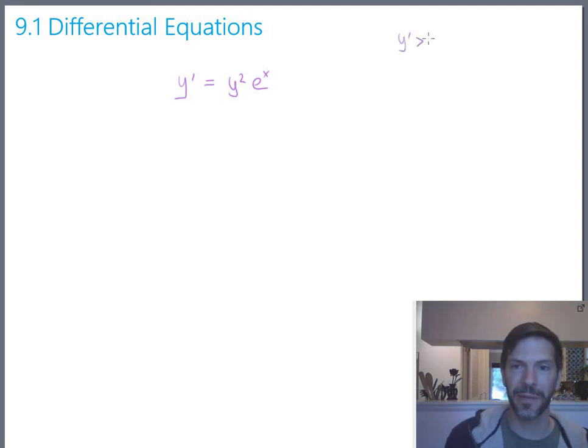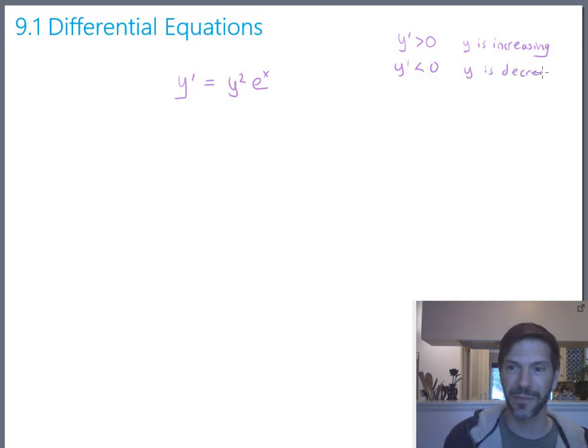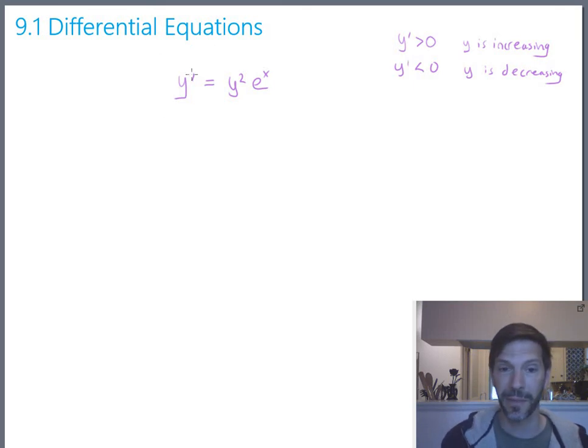And keep in mind, if y prime is greater than 0, then the function's increasing. And if y prime is less than 0, function's decreasing. So now you should be able to tell me something about this unknown function, even though we can't figure out what the function is. Because look at what the derivative is equal to. Y squared. Squaring something, positive. So this part of the function will always be positive.